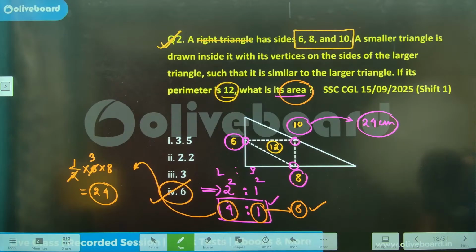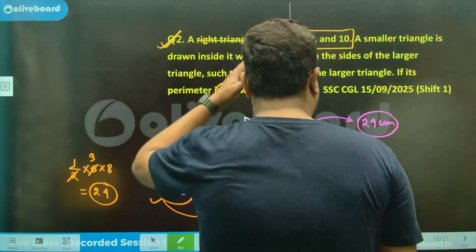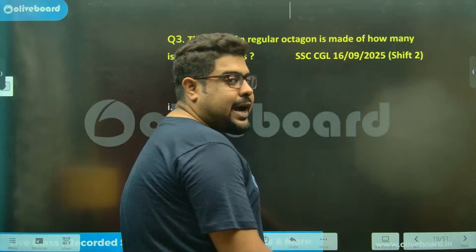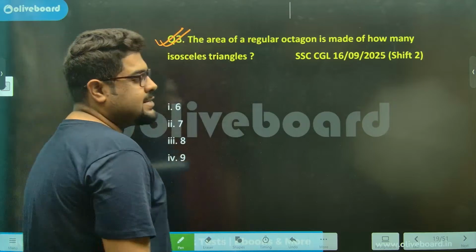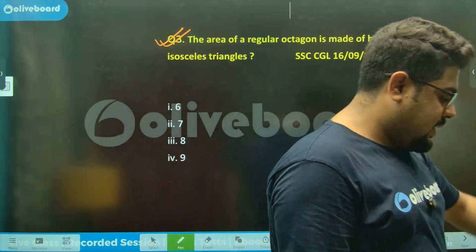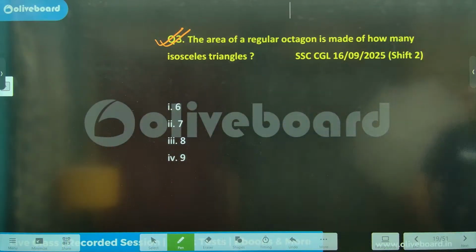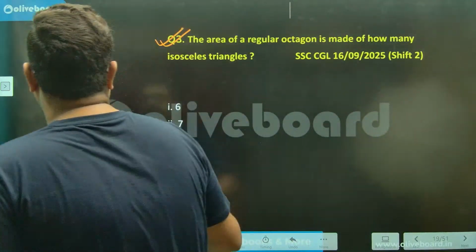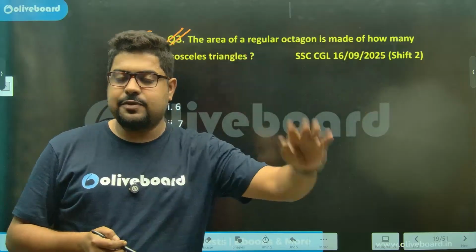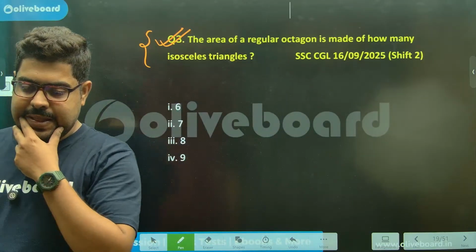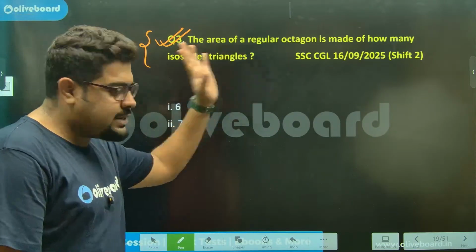Absolutely clear, sir. Simple question again. But again, you see, Tier 1, these questions, if you don't practice, will cause you a little trouble. Sir, again, a question asked on 16th of September: regular octagon, isosceles triangle. Please understand, you don't need pen and paper to solve this. These type of questions were never asked before 2025. Just use your common sense.